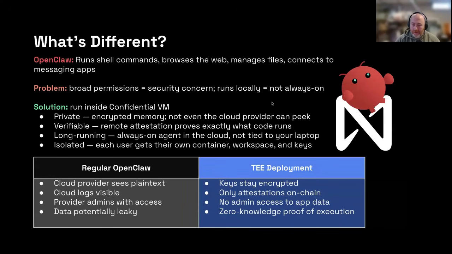Your keys are encrypted, though, here on Near AI. The logs are visible and out in the open. Everything is only you see on chain, the attestations. There is no admin access to the app data. It's all zero knowledge proof of execution. It is all information that is staying with the principles of Near AI, except now for your agent.